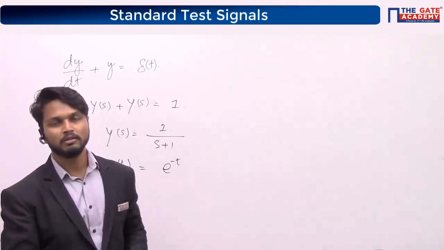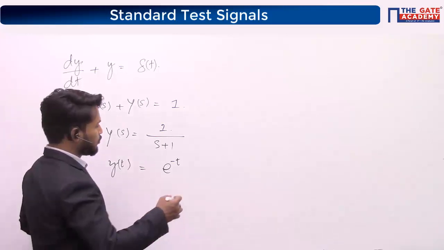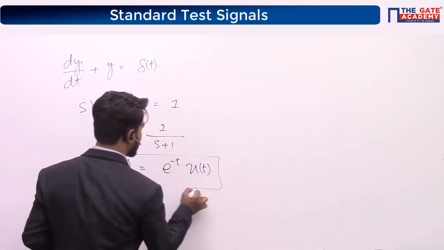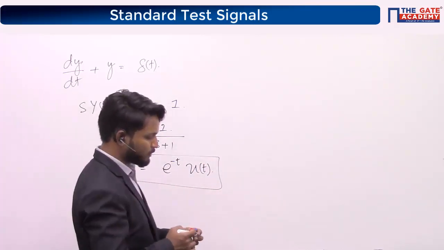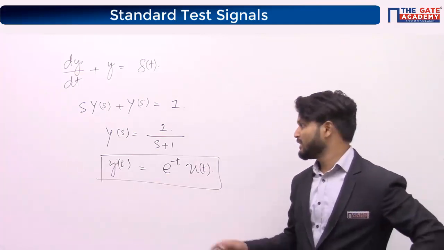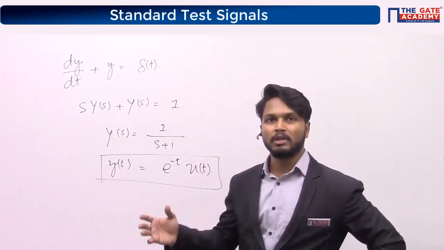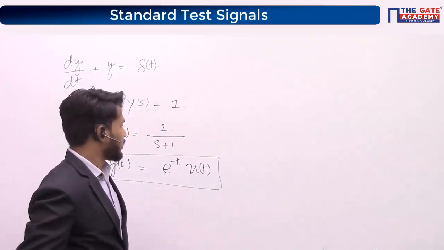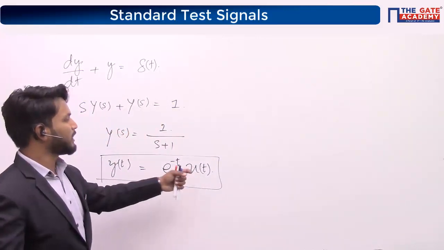What should I include? Yes, u of t should be included, because all practical systems are causal systems, and in control systems we only talk about practical systems. Causal system means it should have output only after t is equal to 0. So whatever response you get, you will just multiply that with u of t.